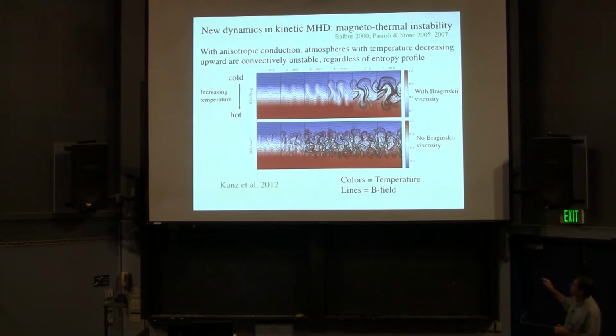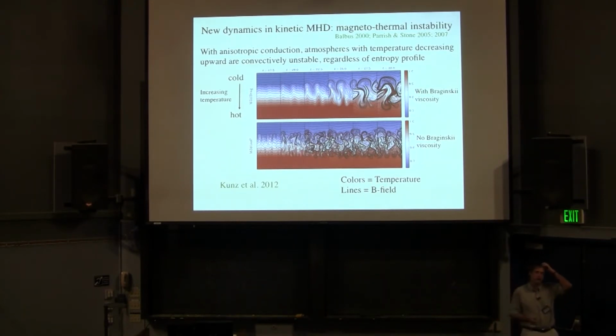And it turns out if it's hot on the bottom and cold on the top, that's convectively unstable. Even if the entropy is decreasing upwards, if it's hot on the bottom and cold on the top, that'll be convectively unstable in this regime. So you add in a tiny amount of anisotropic thermal conduction, and you qualitatively change the physics from this regime where entropy gradients matter to the regime where temperature gradients matter.